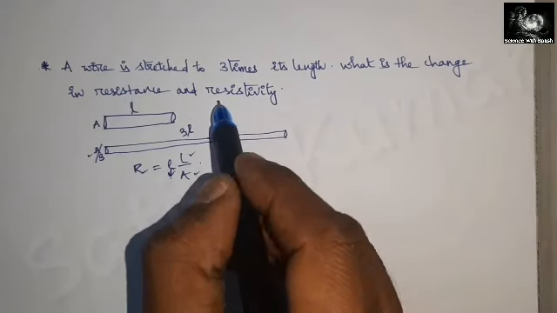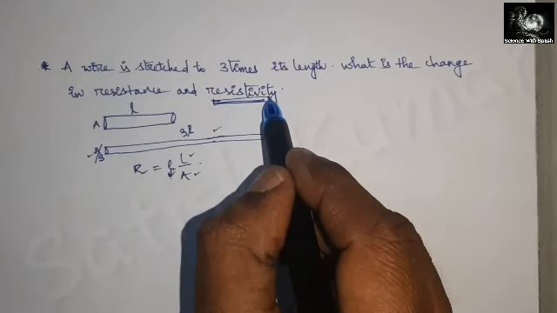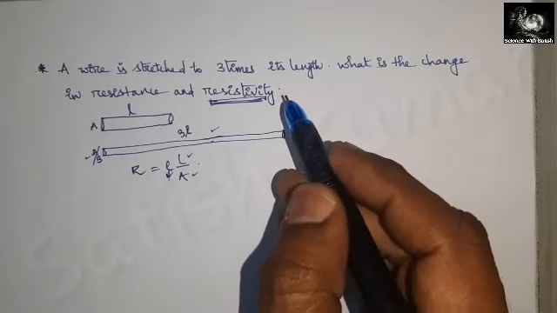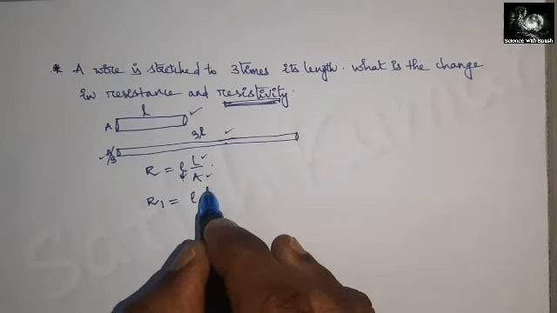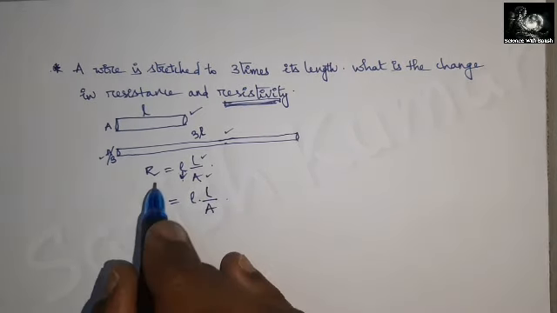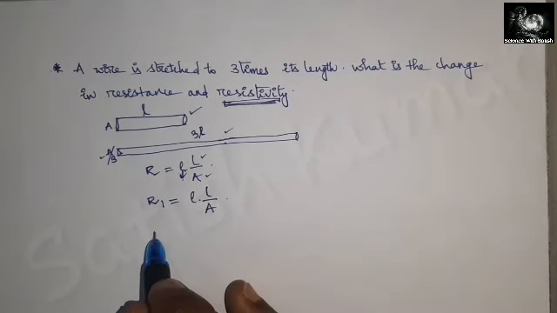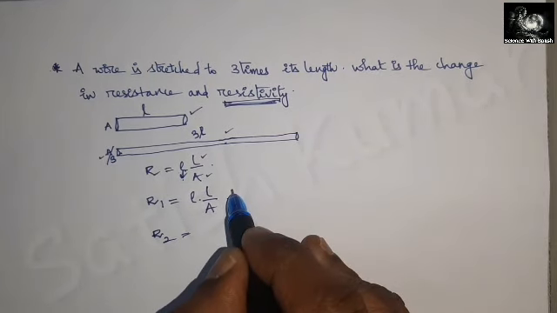So what is the change in resistivity? To make you confused, he asked this question. So there is no change in resistivity. Resistivity remains constant. R1 is equal to rho L by A. This is the initial one. And the resistance after stretching, after stretching its resistance is R2. This is the resistance before stretching.